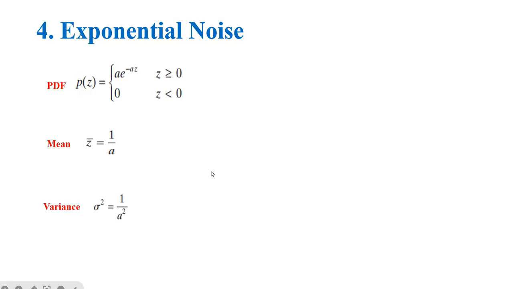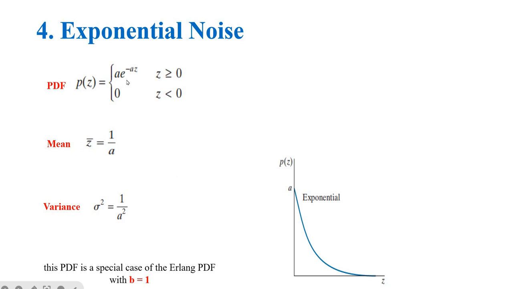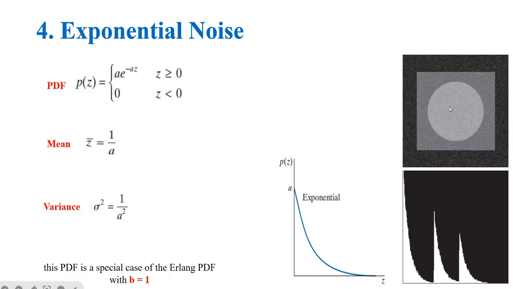Then you have mean and variance. This is the probability density function, and this is a special case of the Erlang PDF with b equal to 1. Previously in Erlang you were having factor b. If that is equal to 1, then it becomes the exponential noise. And this is the figure after adding the exponential noise, and this is the histogram. You can see here you are getting the exponential.